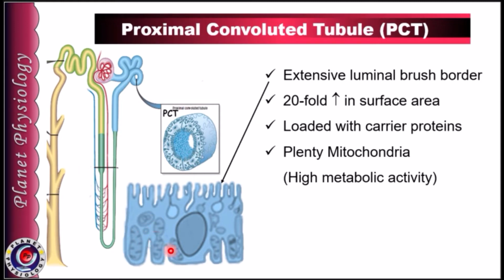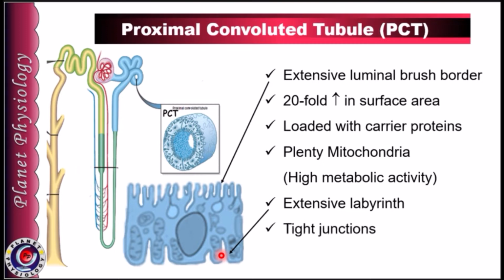Cells also possess many mitochondria indicating their high metabolic activities. The basal surface is also folded to form labyrinth and usually mitochondria are present in this labyrinth. Epithelial cells possess tight junctions but these are leaky to water and other solutes permitting paracellular transport.